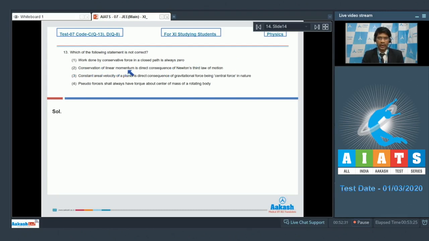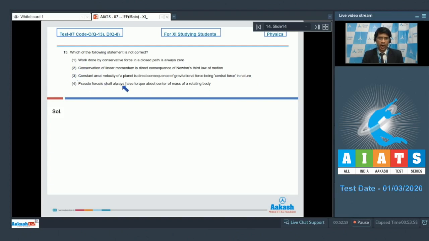Conservation of linear momentum is a direct consequence of Newton's third law of motion. That is also from the definition itself, and that is the correct statement. Constant areal velocity of a planet is a direct consequence of gravitational force being central force in nature. That is yet again from the theoretical concept itself. So all these three, options 1, 2 and 3, are actually the correct statements.